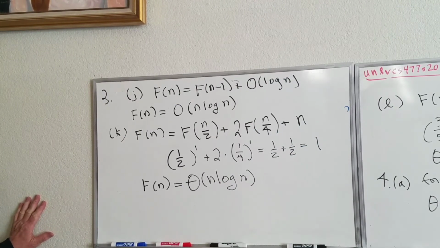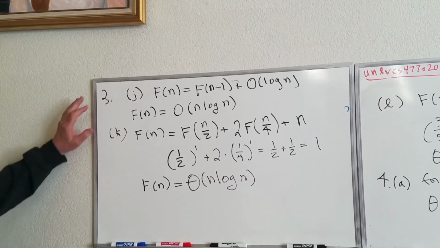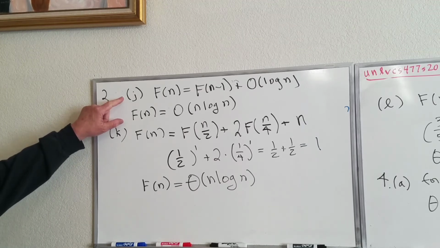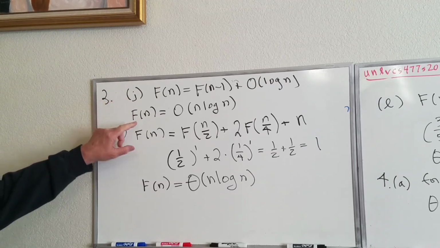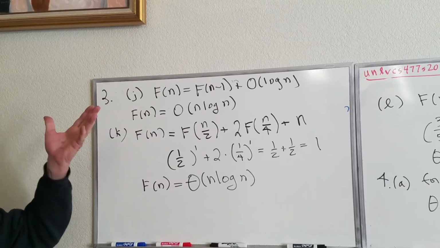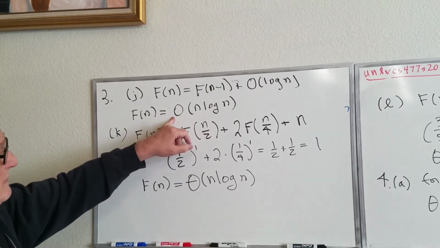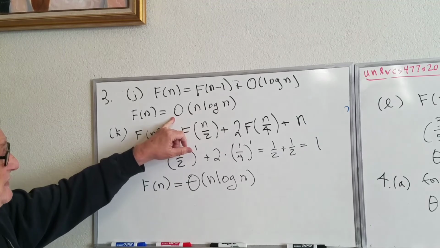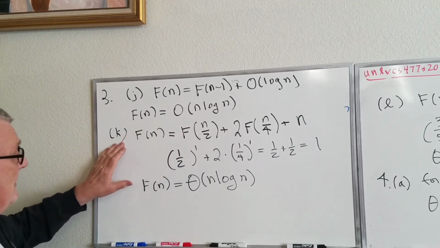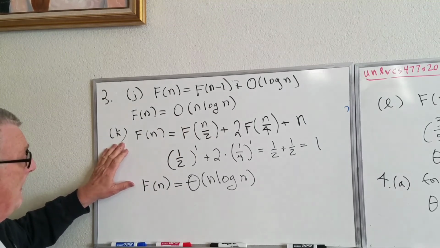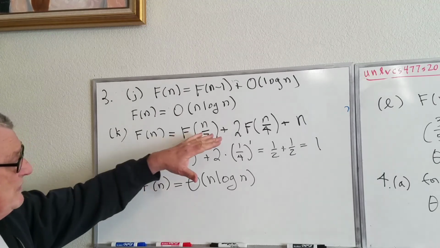All right, now for part J, we simply use antiderivative. So the antiderivative of log n is n log n. Well, it's theta of n log n, but we have an O there, so we put an O here. So the answer is O of n log n. Simple antiderivative.